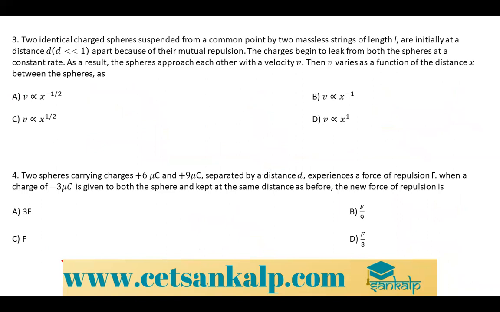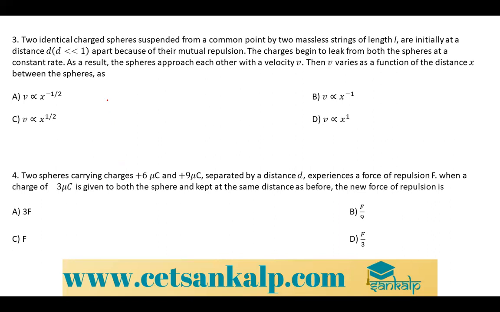Two spheres carrying charges plus 6 microcoulomb and plus 9 microcoulomb, separated by a distance d, experience a force of repulsion F. When a charge of minus 3 microcoulomb is given to both the spheres and they are kept at the same distance as before, what is the new force? Okay, I'll just solve this here.